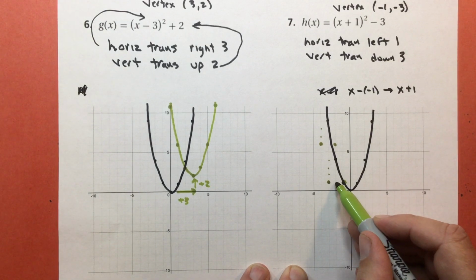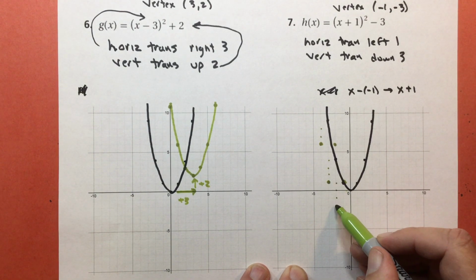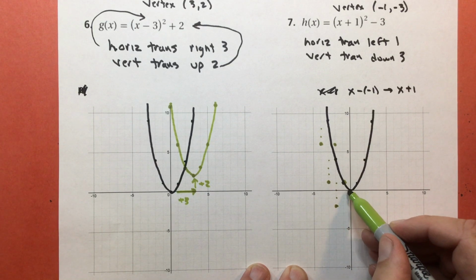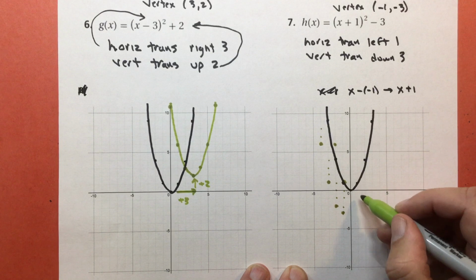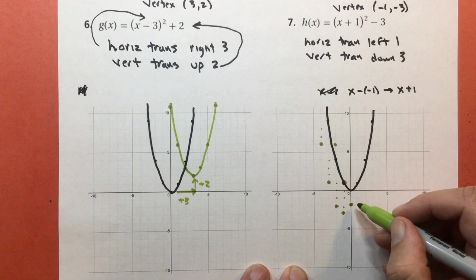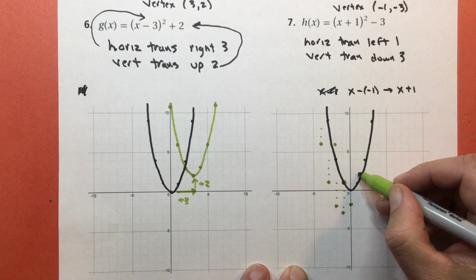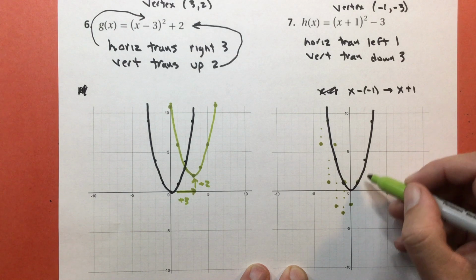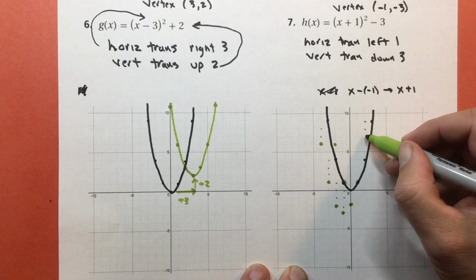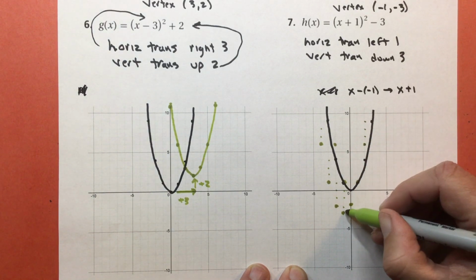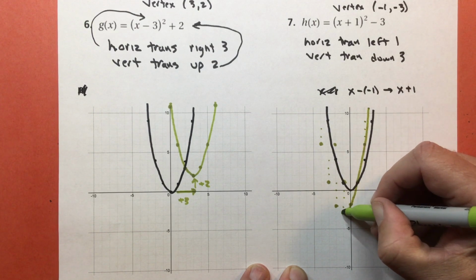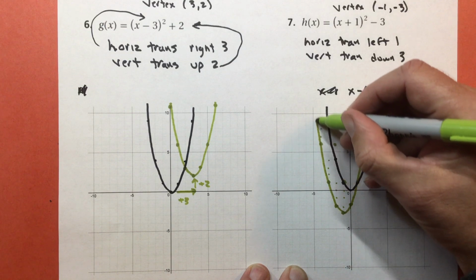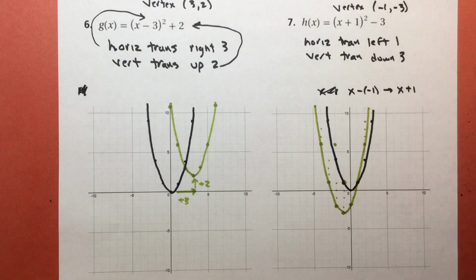This point, left 1, 2, 3 right there. Left 1, 2, 3 right there. And it looks like the other ones are going to be here. 1, 2, 3 right here. And 1, 2, 3 right there. So my new function is going to look like that. All right, we'll see you in the next video.